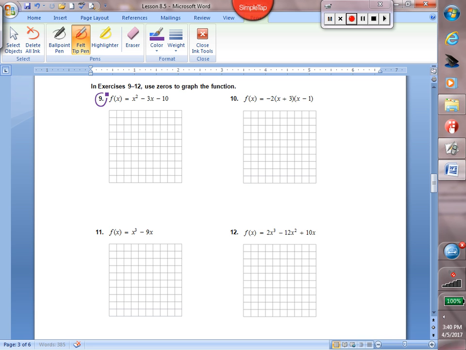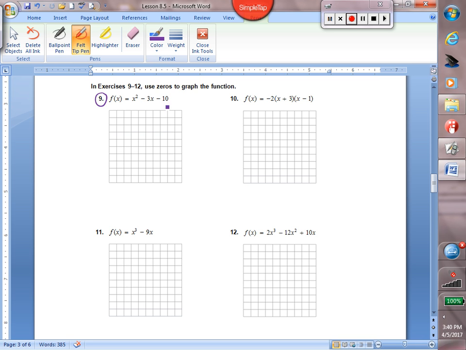Now you might be thinking, Miss Golly, that doesn't look like intercept form. Intercept form had 2 sets of parentheses. This looks like standard form. And you're very right. In order to get standard form into intercept form, we're going to use factoring.